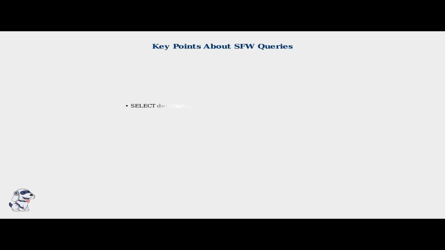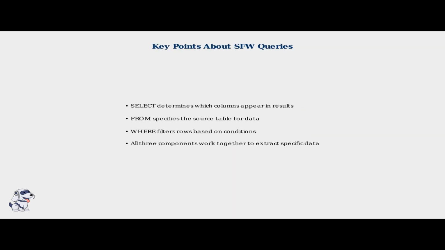Remember these key points about SFW queries. Select determines which columns appear in your results. From specifies the source table. Where filters rows based on conditions. And all three components work together to extract exactly the data you need from your database.